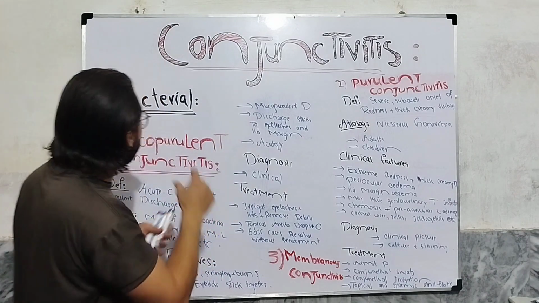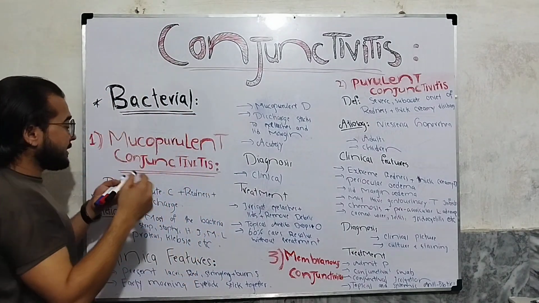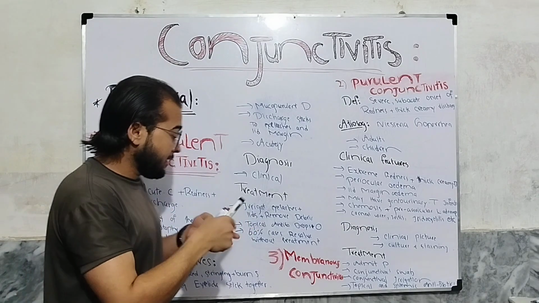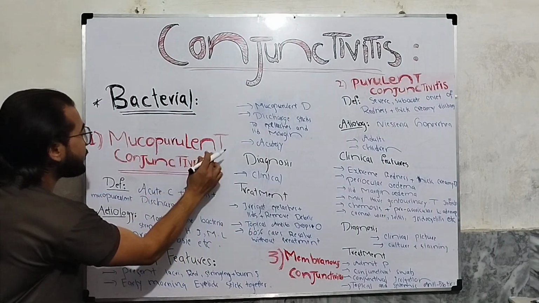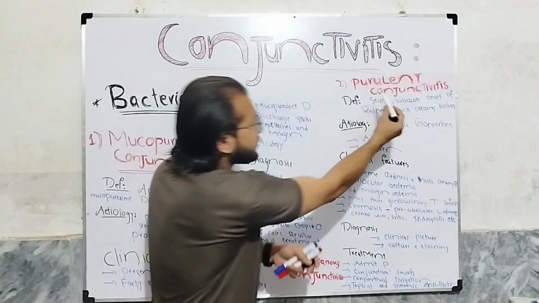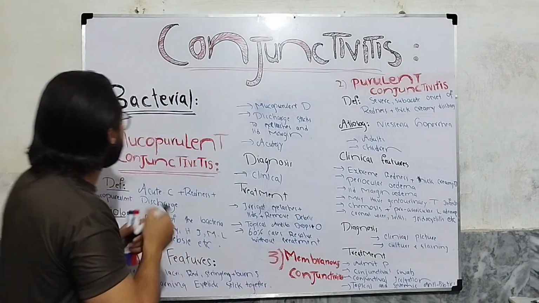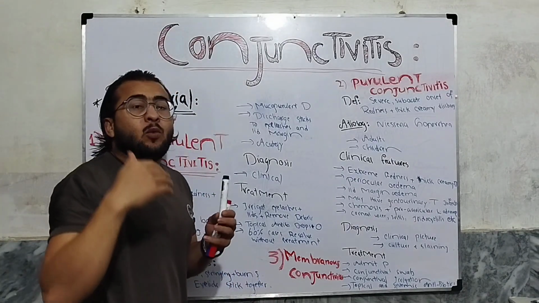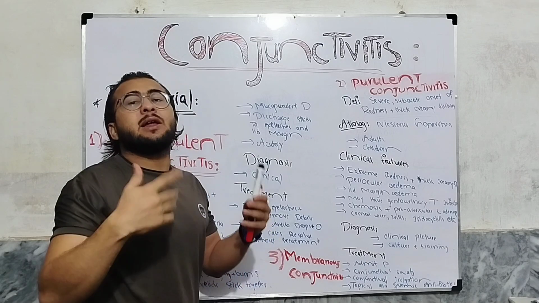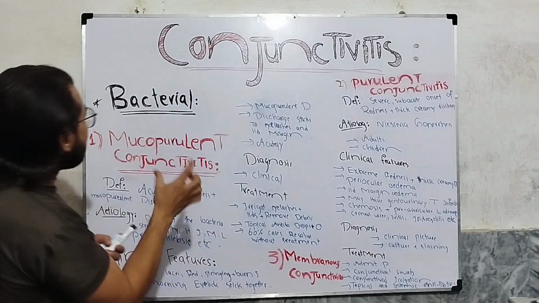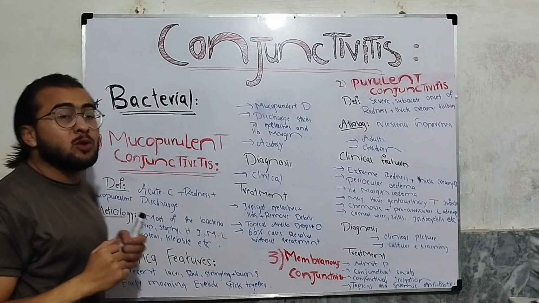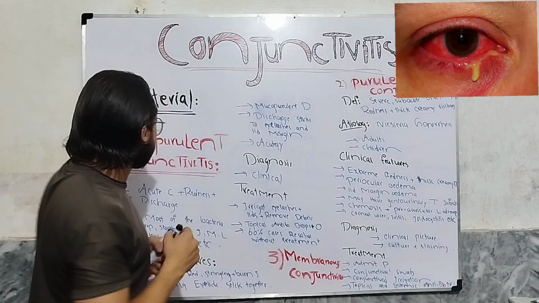Okay. So first of all, the bacterial conjunctivitis is mainly of three types. It is mucopurulent conjunctivitis, purulent conjunctivitis, and membranous conjunctivitis. We will discuss each one of them with clinical features, treatment, and diagnosis. Okay. So the first one is the mucopurulent conjunctivitis.